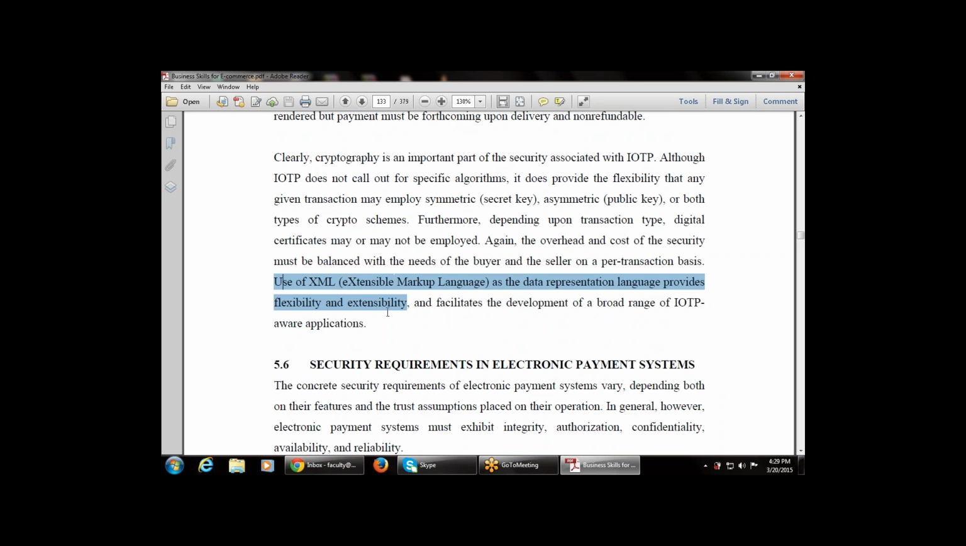And this is one of the important lines: the usage of XML, the extensible markup language, as a data representation language provides flexibility, extensibility and facilitates the development of a broad range of IOTP-aware applications. So in IOTP there is one more language that is used, XML, the extensible markup language, that is used with the IOTP.